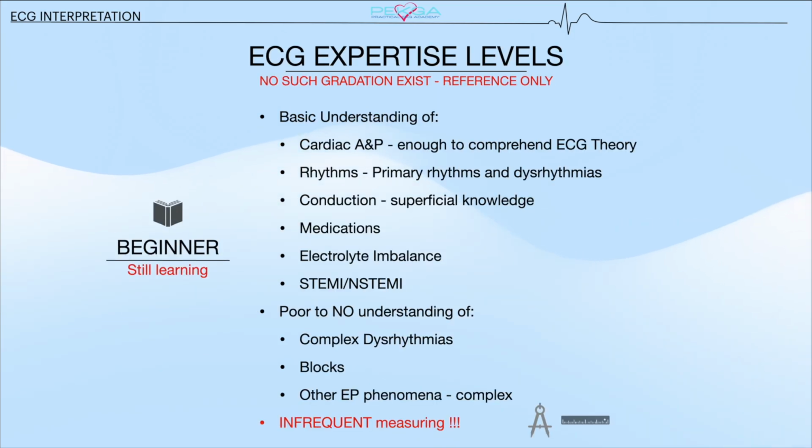Okay. A beginner, again, no such gradation exists, right? So this is for reference only. A beginner is somebody that's still learning. So you just started getting into the ECG world, understanding what an ECG is, how it works, and the information that you're getting off of it, right? So you're going to have a basic understanding of cardiac anatomy and physiology, enough to comprehend the next step, which is ECG theory, okay? Without this, it's going to be very, very difficult to understand what's going on in the ECG theory portion of your education.